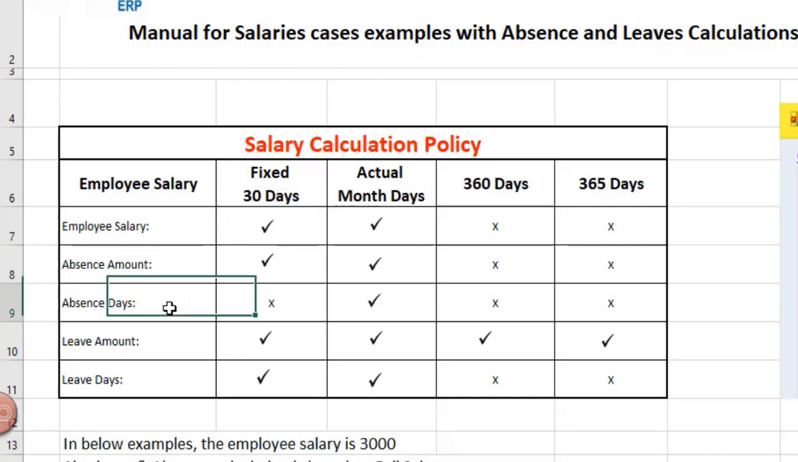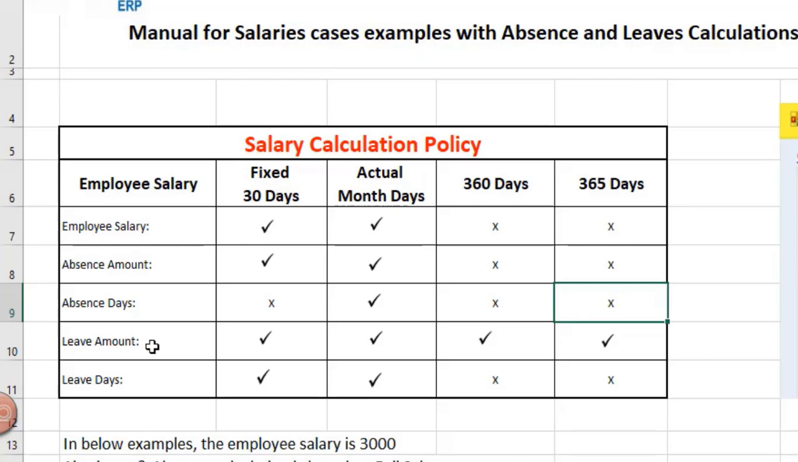However, notice here that the absence days are not based on fixed 30 days. Like as days, not as amount, as days itself, they will be considered based on the actual month days. So basically, the amount here will be considered as both fixed 30 days and actual month days, but when we're only talking about days, it will be considered as actual month days. We will see exactly how many days the employee took absence. 360 days and 365 days are not applicable to that.